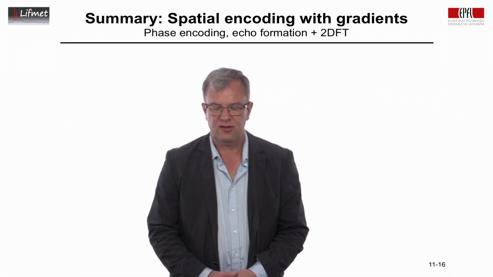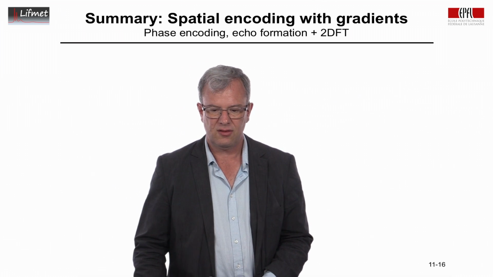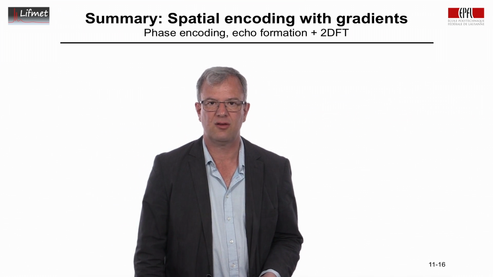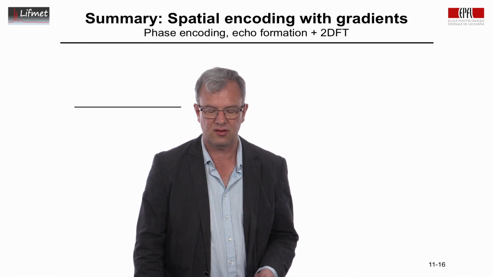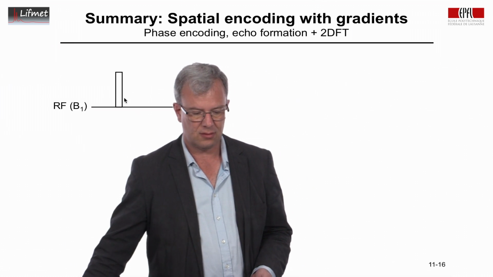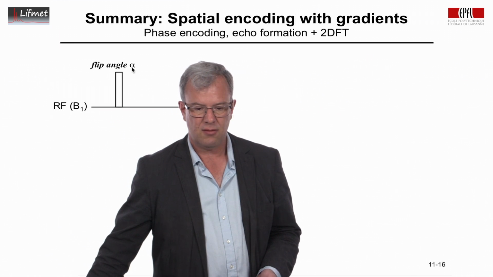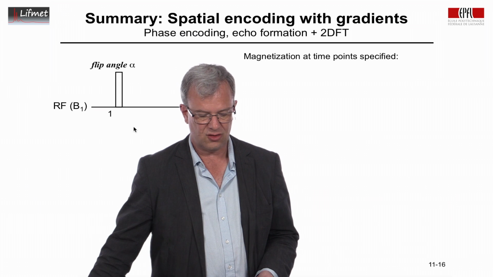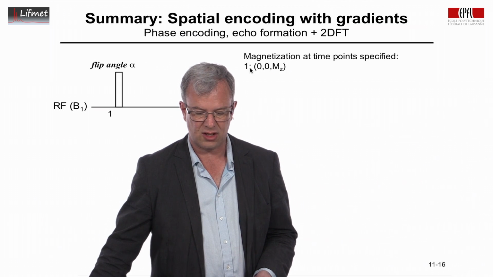Okay, I want to summarize the spatial encoding with the gradients. I'll try here this depiction that is more on a mathematical basis. So we'll have here the RF pulse, that's done by the B1. We have a flip angle alpha, and we will look now at the magnetization at the time point specified, magnetization at time 1.